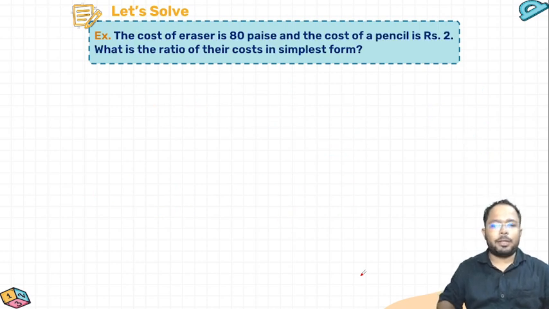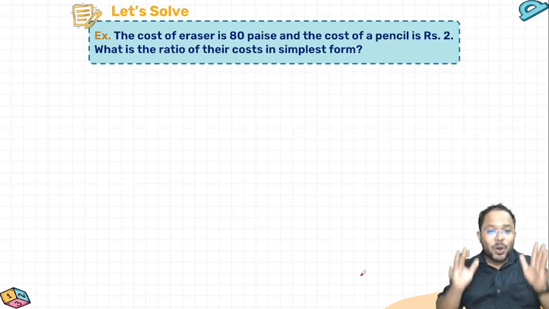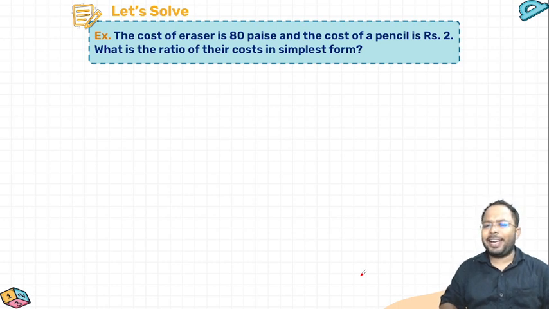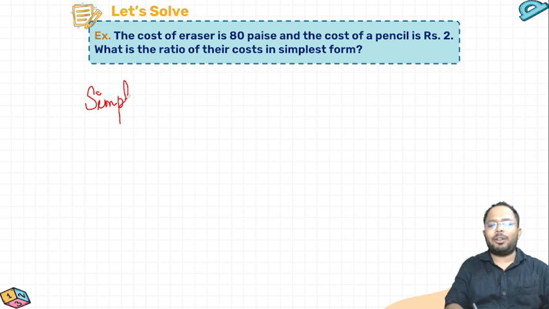Next question comes here on your screen, students. The cost of an eraser is 80 paise and the cost of a pencil is rupees 2. What is the ratio of their costs in simplest form? Let's do it fast, and write down in the chat box what you are getting.